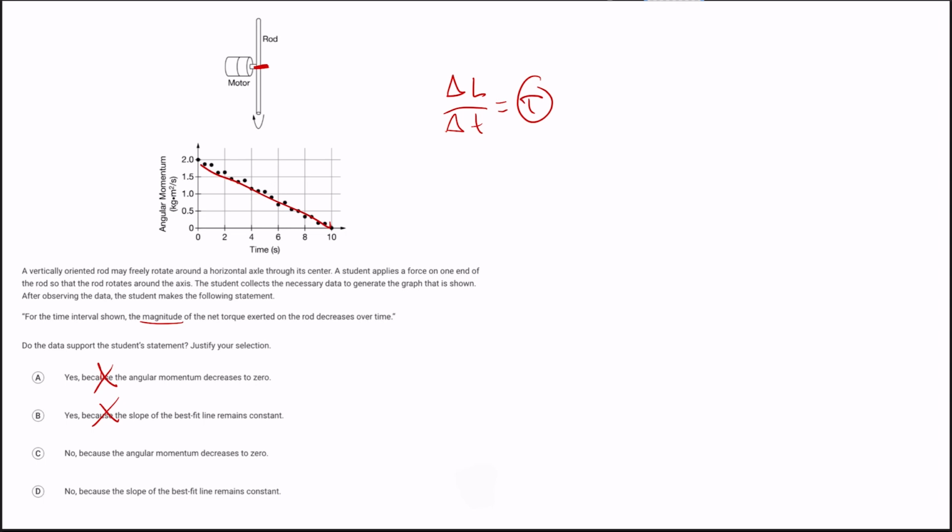Okay. Just because it decreases to 0, I don't think that's proof that there's no torque, because there could have been torque. Or at least, just because it decreases to 0 isn't proof that the net torque doesn't change over time. The torque could have been decreasing as it was getting closer to 0. So then D says no because the slope of the best fit line remains constant. Yes, that's exactly why we know for sure that there is no change in the torque, because the slope of the best fit line is constant, suggesting that the torque stayed the same.